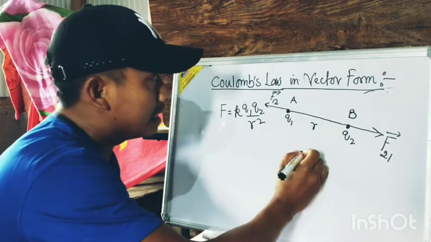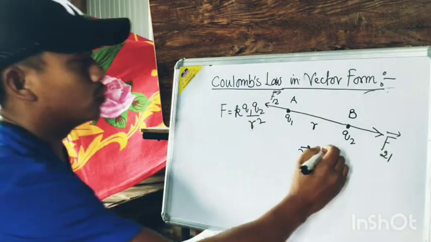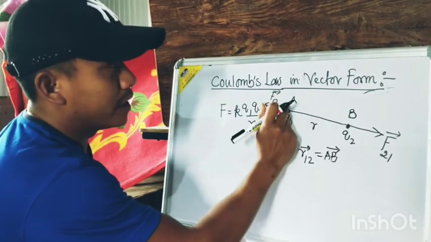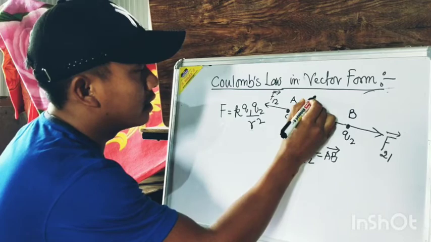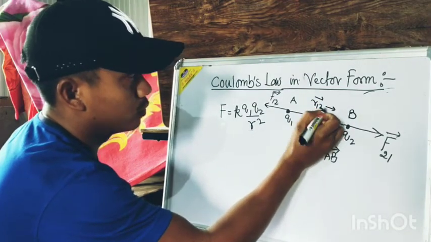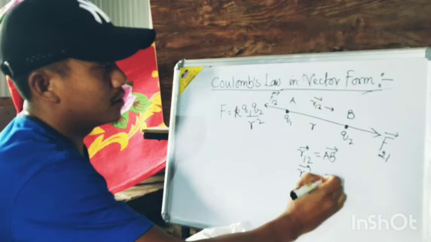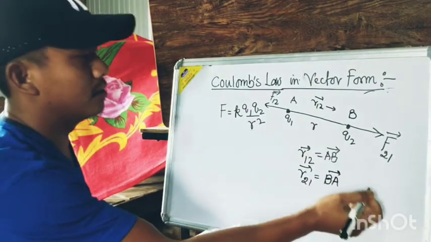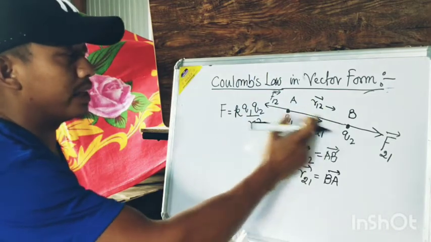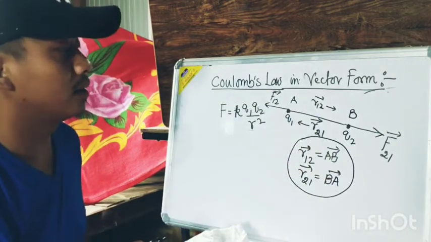Before doing that, see, if I represent R12 vector to be equal to AB vector, AB vector will be directed in which direction? From A to B. That means R12 vector will be directed from left to right. Okay, this will be directed from 1 to 2. Then if we represent this R21 vector to be equal to BA vector, this will be in this direction, as you see in the figure.